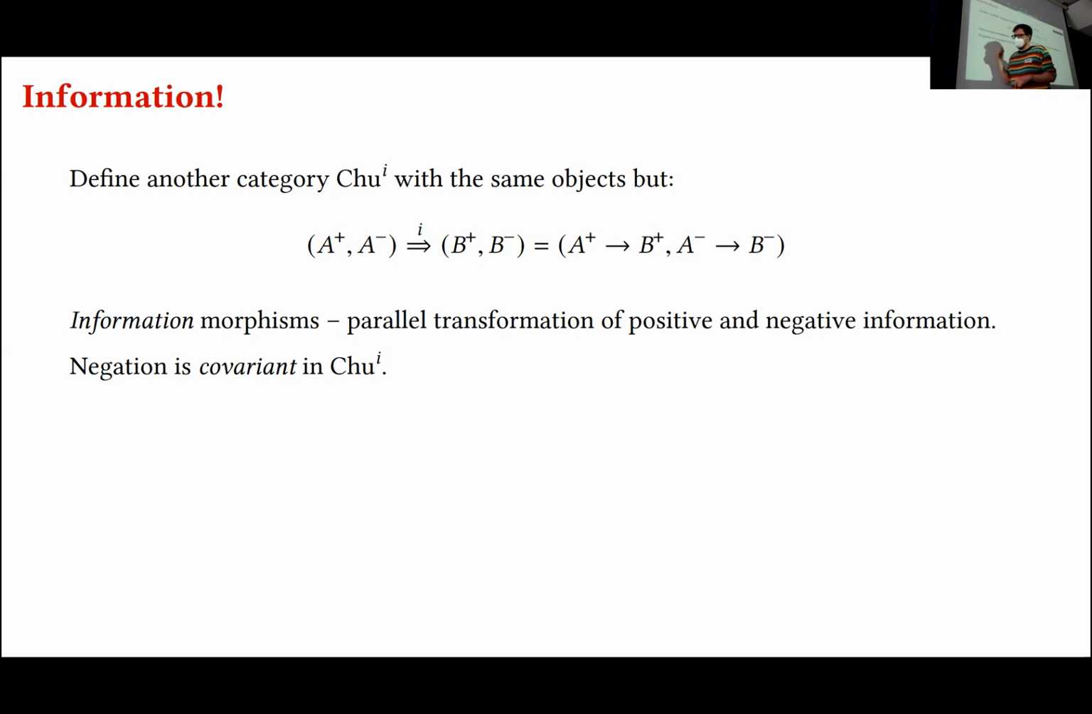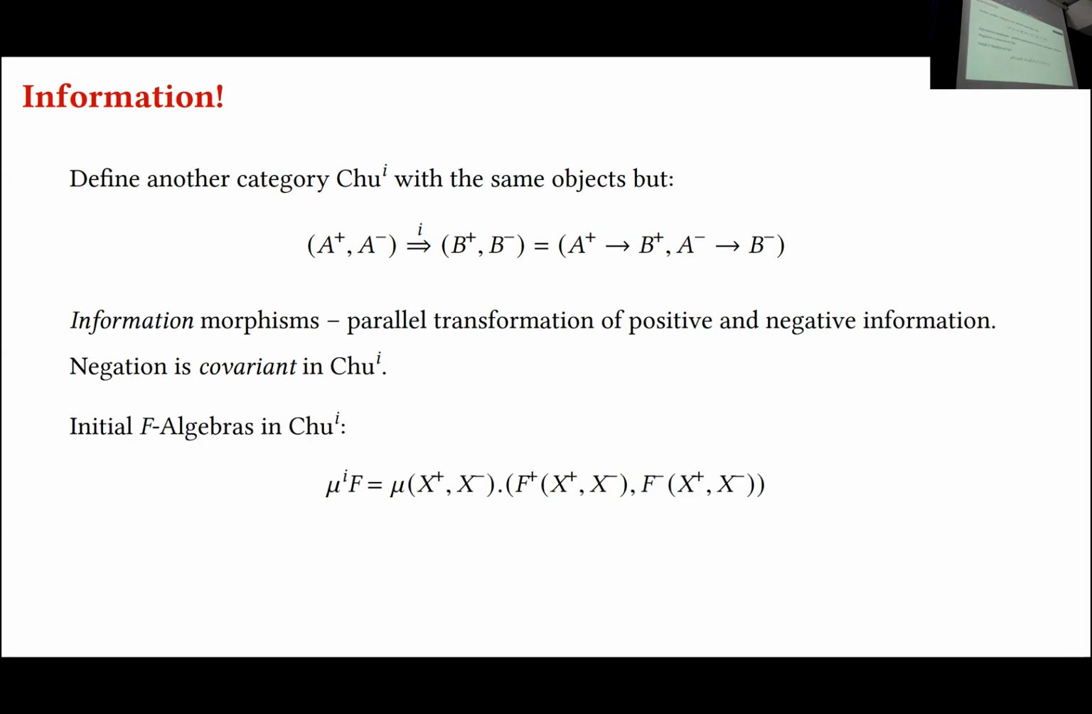And one important thing is that now negation is covariant in this category, unlike before where it was contravariant. And again, we can construct initial F-algebras in Q-eco. These are now just mutually defined things, because we take the fixed points of both of them together. We can actually cross things. They're just mutual definitions. So it seems like it might work, right?